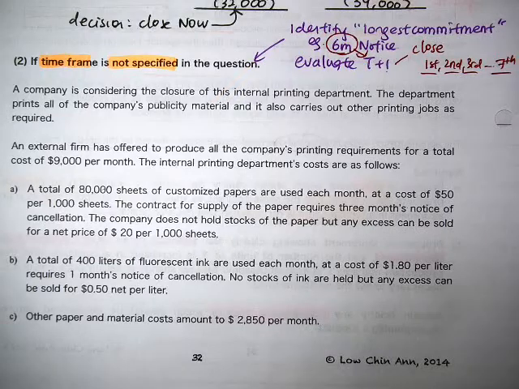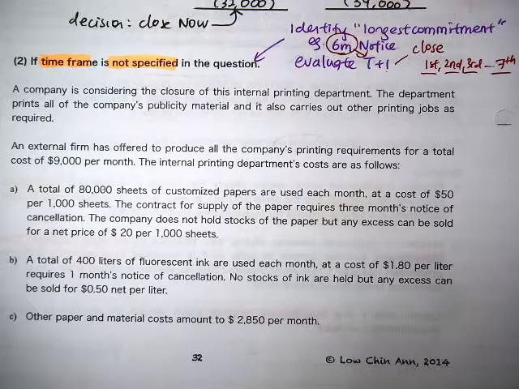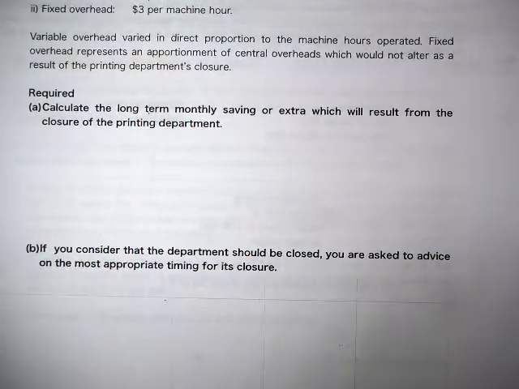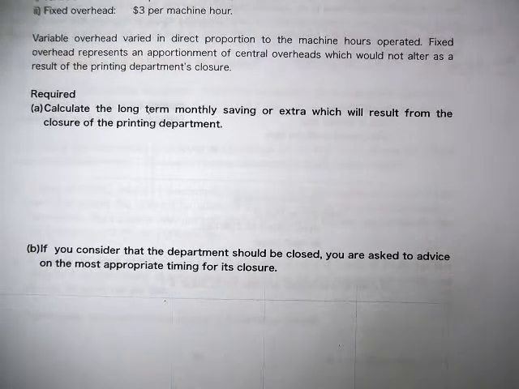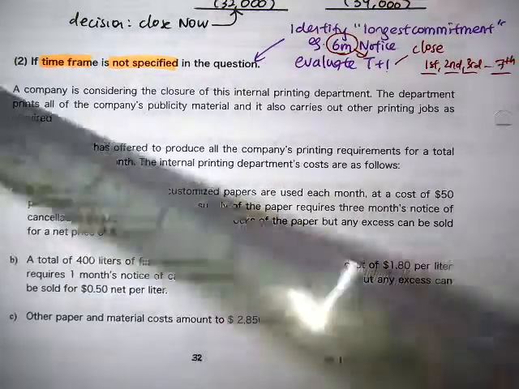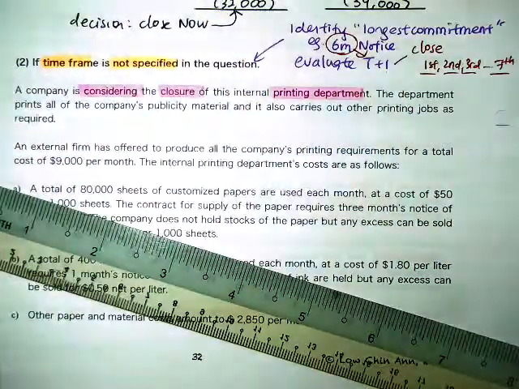Okay, now they want us to do two things. If you see requirement in page 33. Now first, calculate what is the long term saving or extra that will result from the closure of the printing department. Okay, long term saving or extra from the closure of the printing department. Now, they say a company is considering the closure of their printing department. So they are still considering, they have not decided, okay? They are considering closure of their printing department.